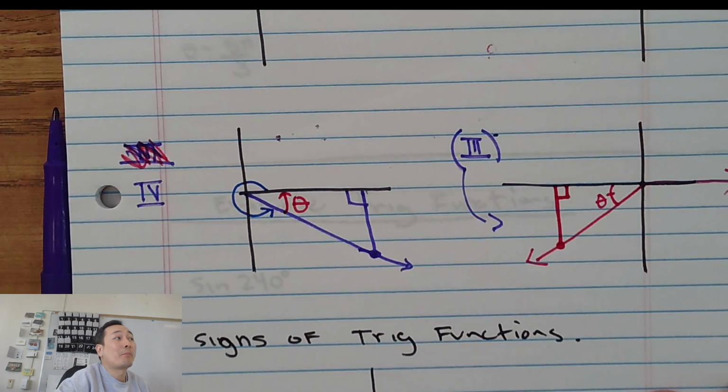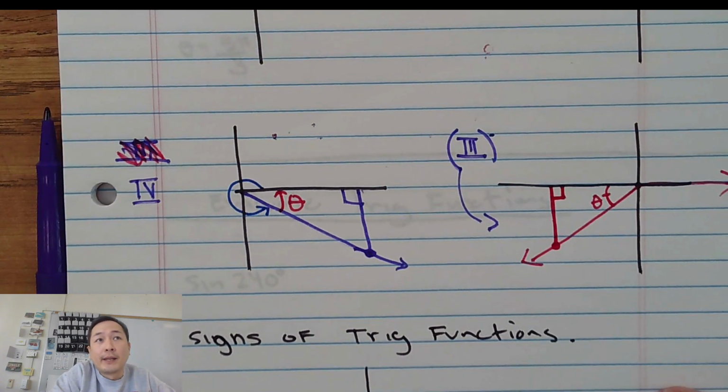So there's a bunch of triangles if you think about the coordinate plane that we're going to be dealing with.